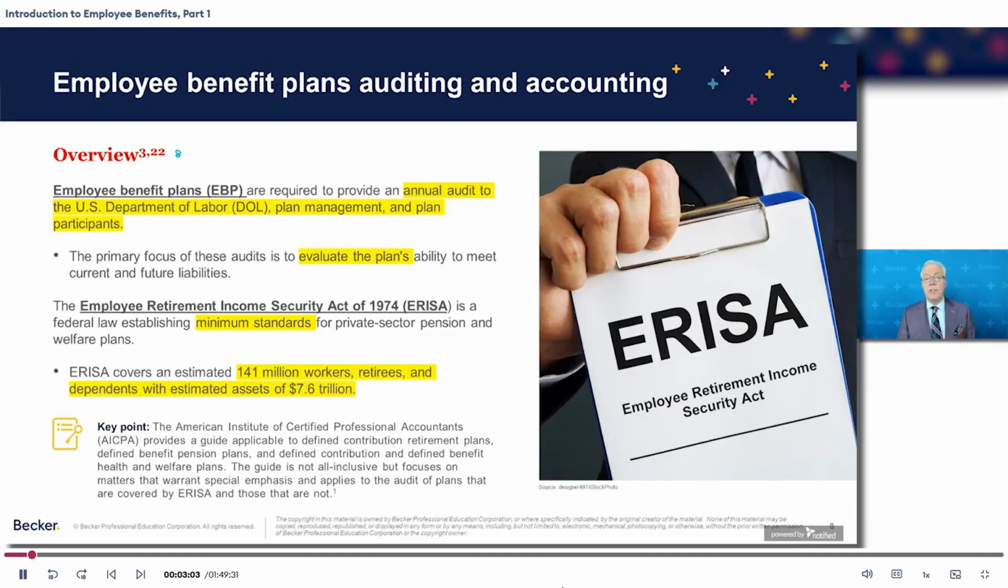Now, ERISA is out there. ERISA stands for the Employee Retirement Income Security Act of 1974. So we're going back almost a little bit close to 50 years ago. And they established the minimum standards in this area. ERISA covers an estimated 141 million workers, retirees, and dependents, and they're handling approximately $7.6 trillion.